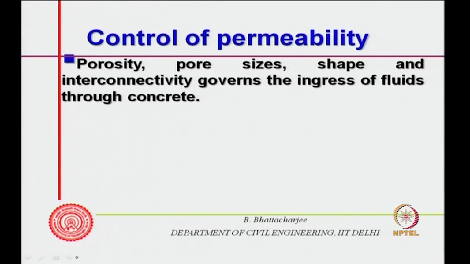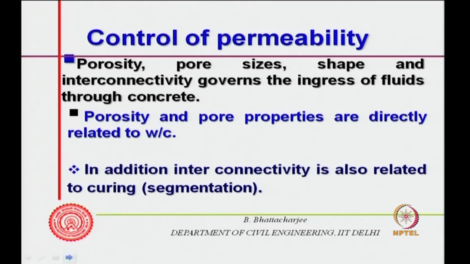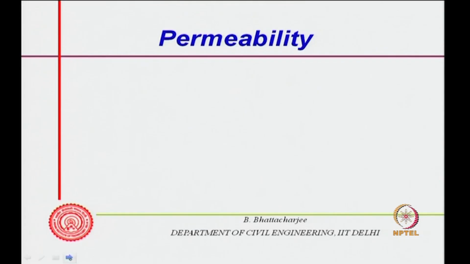All right. So, if we want to control the permeability, we will have to look into these issues. Now, porosity and pore properties are directly related to water cement ratio, that is what we have also seen, and curing also plays an important role, because it causes segmentation. So, we control water cement ratio and curing; these are very important issues with regard to strategy for durability. Interconnectivity is also related to curing, that is segmentation. So, let us see something more related to this permeability.